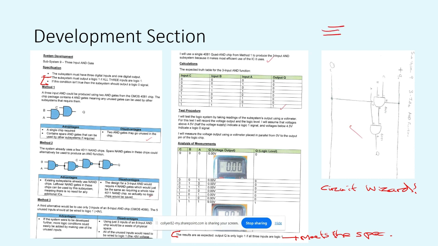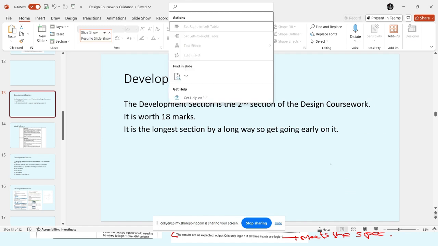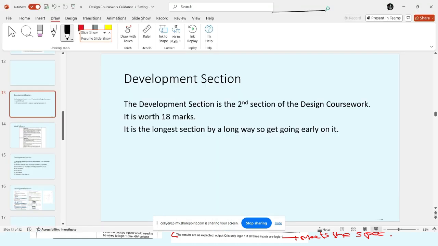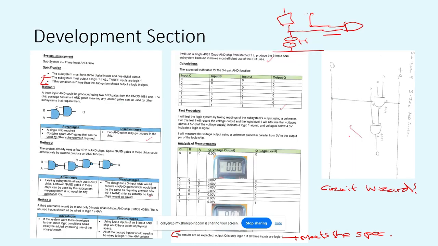So let's say I had the same circuit and these were linked to something else. And this was linked to, let's say, a switch. This isn't acceptable because this isn't part of the specification. So that's not good. And that's the only thing to bear in mind.